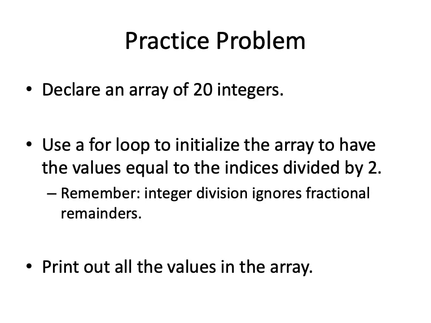For a practice problem, I challenge you to, 1. Declare an array of 20 integers. 2. Use a for loop to initialize the array to have the values equal to the indices divided by 2. So for index 0, the value of the first element would be 0 divided by 2. For the next one, it would be 1 divided by 2. For the next one, 2 divided by 2, 3 divided by 2, 4 divided by 2, and so on. Then, once you've done that, use a for loop to print out all the values of the array. Also, I challenge you to explore using different bounds.